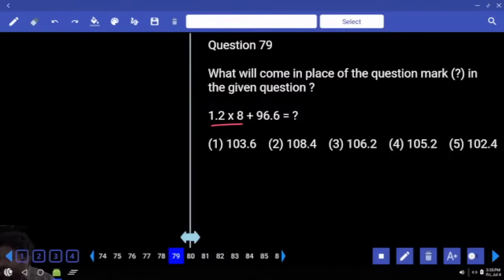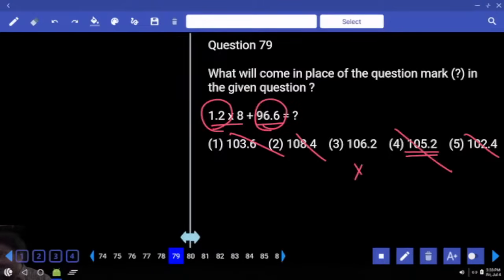This ends with 0.6. This is ending with 0.6. Answer should end with 0.2. How many options are there? Observe those two. This is a 3 multiple. This is a non-3 multiple. Do you have a 3 multiple? 3 multiple plus 3 multiple should be a 3 multiple. 4th eliminated.